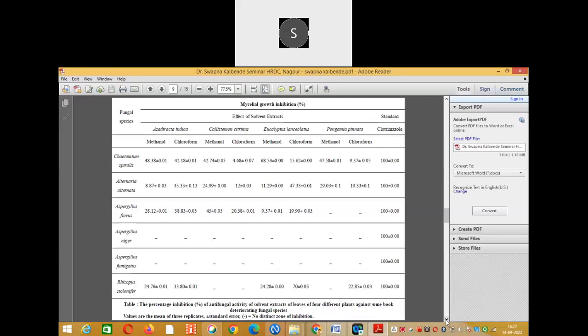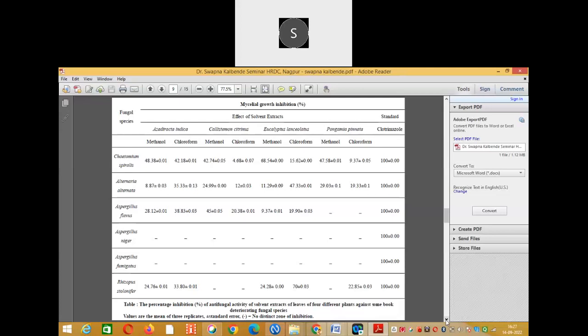Then this slide shows a table with the results I obtained for antifungal activity against some dominant book-deteriorating fungi. Here you can see the methanol extract of all the 4 plant materials exhibited maximum efficiency compared to the chloroform extract in preventing the growth of most of the tested fungi. Among the plant extracts tested, methanol extract of Calystoma cytona showed the most promising antifungal activity against Aspergillus flavus, with a percentage growth inhibition of 45%.